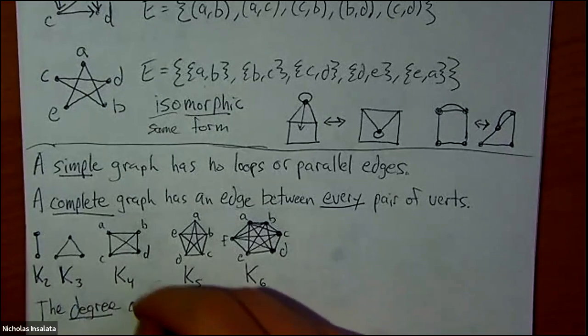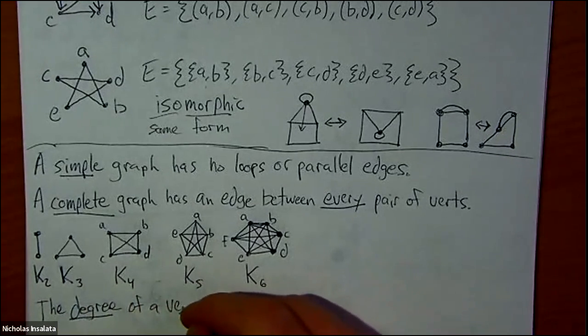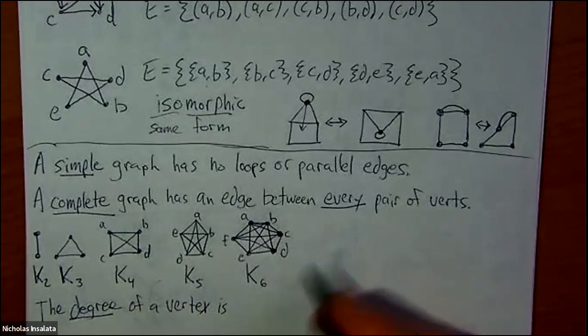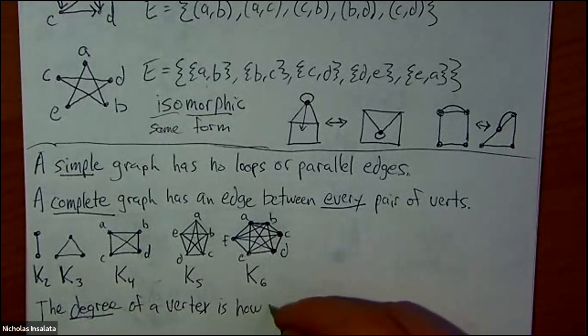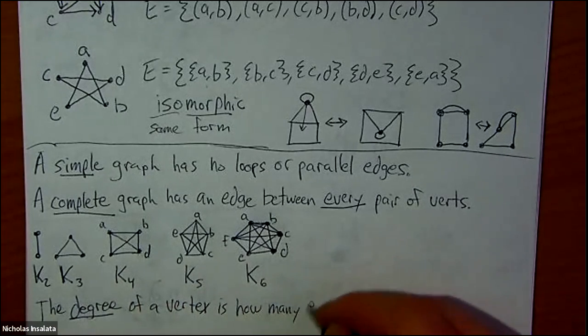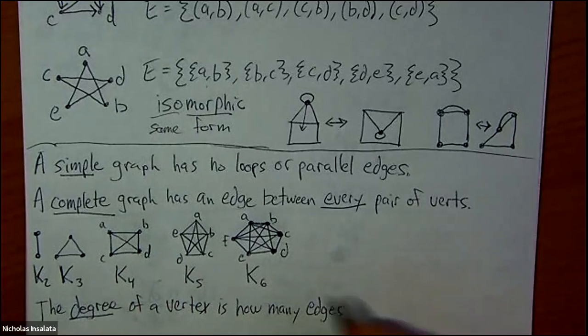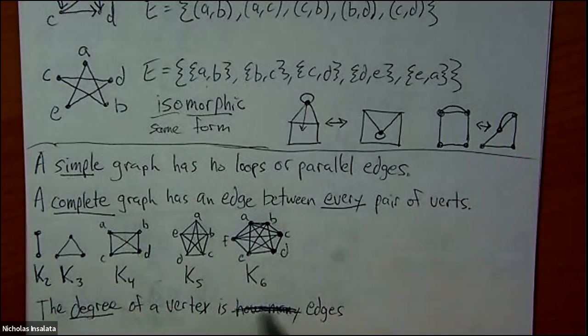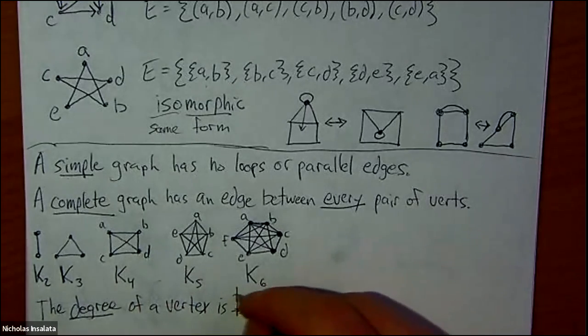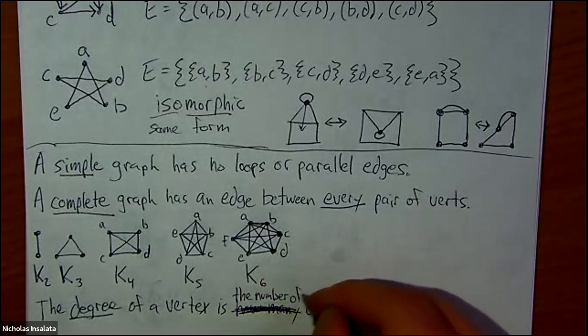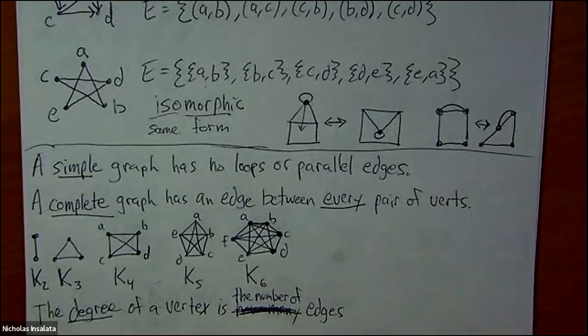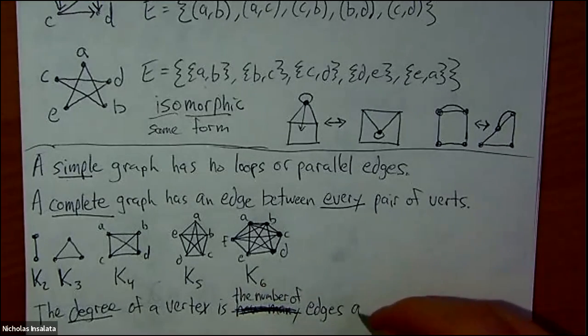The degree of a vertex is how many edges connect to it. Maybe I should say the number of, that's better terminology. The number of edges adjacent to it.